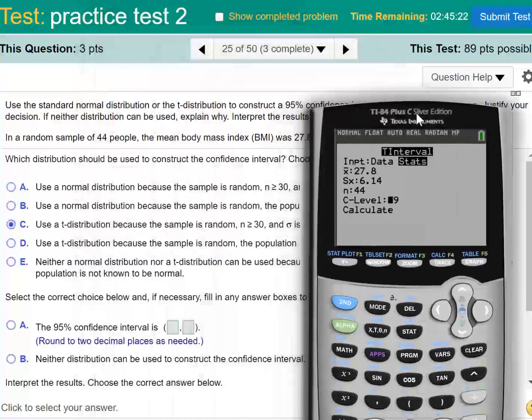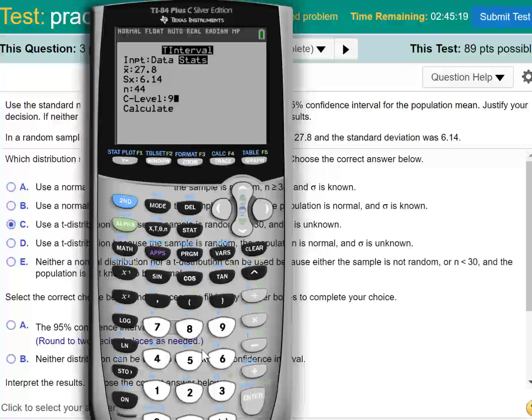And he wants what confidence level? 95%. Okay, that's the interval, 25.933 and 29.667.